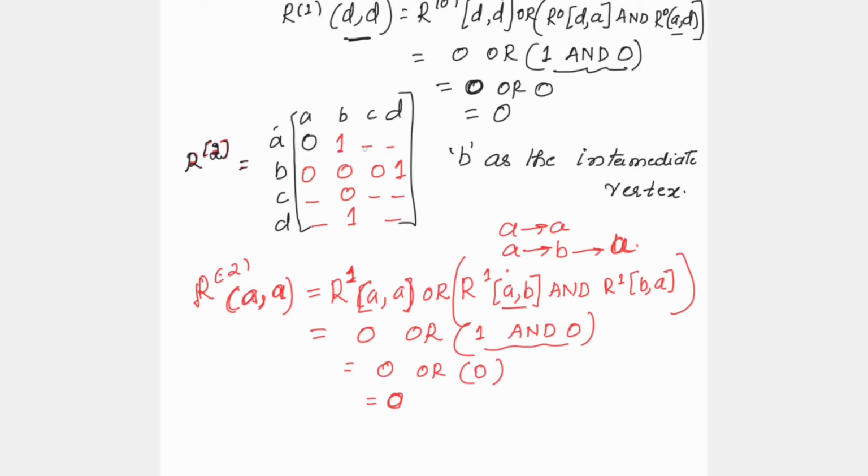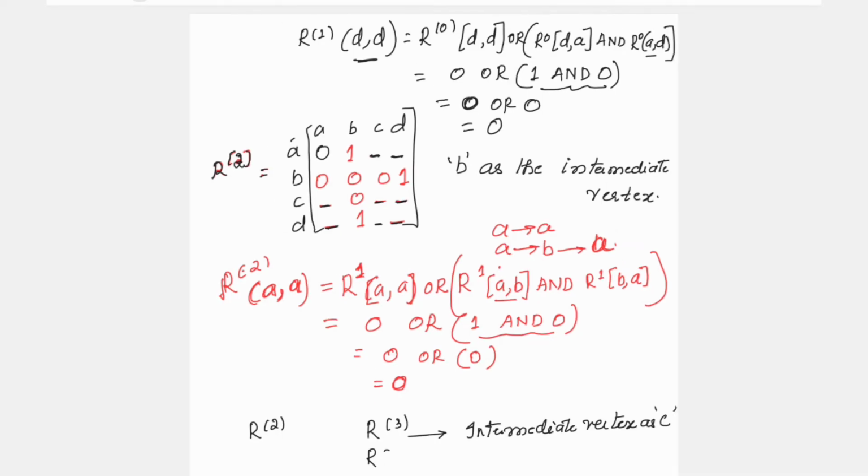So this way you need to compute now A to C, A to D, then C to A, C to C, C to D, D to A, D to C and D to D. Follow the same procedure and fill the values for R2. Once you calculate R2, you need to compute R3, taking the intermediate vertex as C. After that you compute R4, taking the intermediate vertex as D.